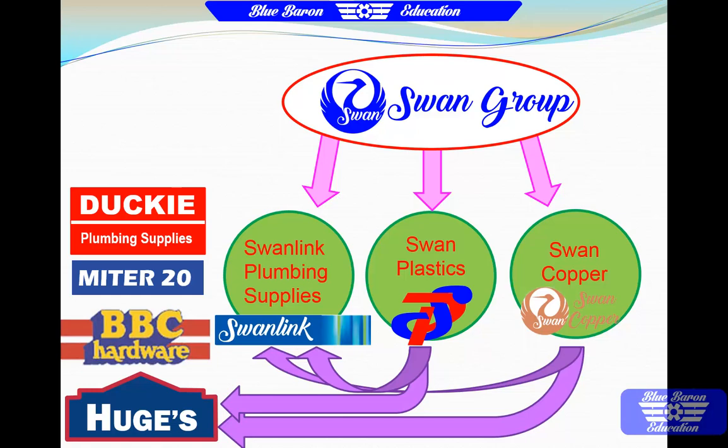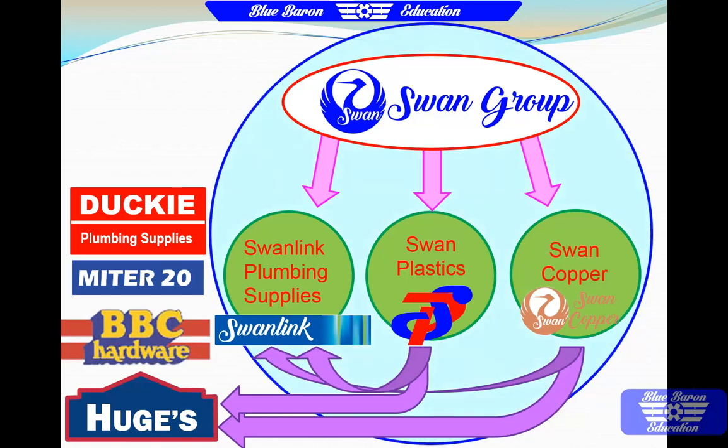So when it comes to consolidation, we need to treat these four companies, Swan Group, Swanlink Plumbing Supplies, Swan Plastic and Swan Copper, as if they were one company. So we are treating them as if they are one economic entity. The funds that Swan Plastic and Swan Copper have earned by selling to Dickies and Mitre 20 and BBC Hardware and Hughes, we don't have to worry anything about.